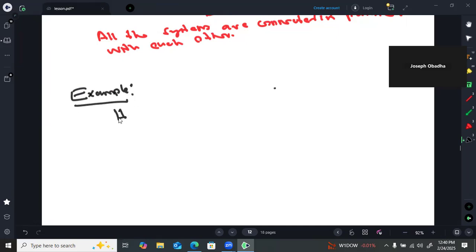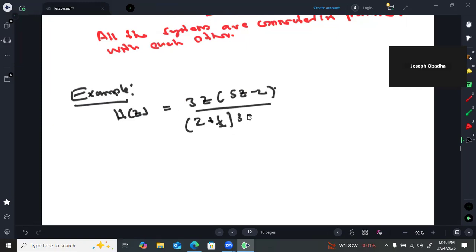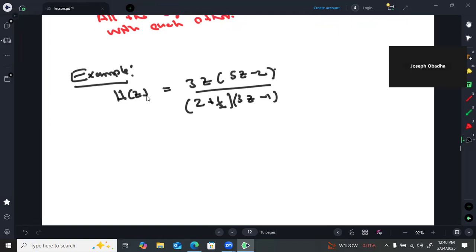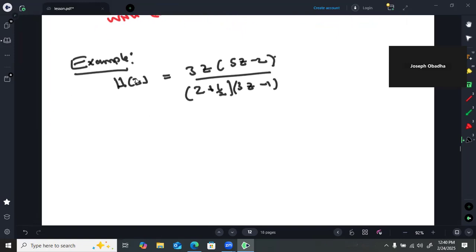Let's say we have H(z) equal to 3z(5z minus 2) over (z plus 1/2)(3z minus 1). So what we need to do, step 1, is to obtain the partial fraction.